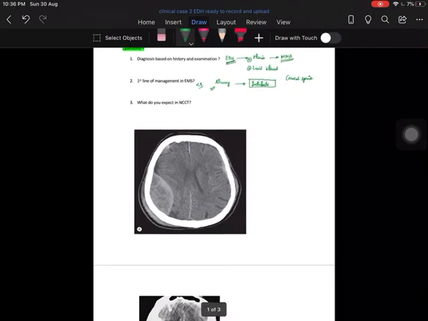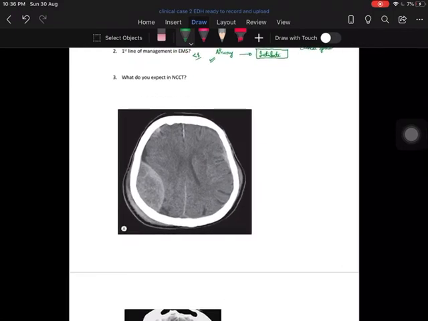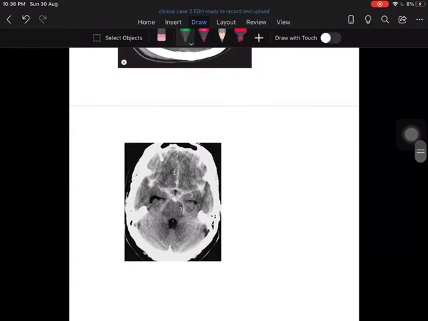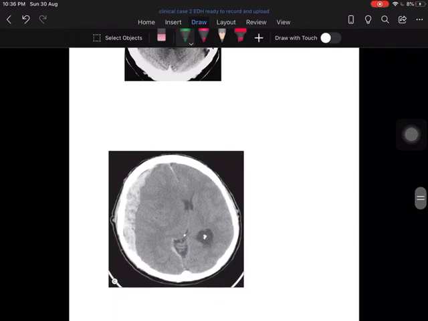In the first scan, what you see on the right side is a lesion which is more of a biconvex, lens-shaped lesion. The second thing you see is bleeding in the subarachnoid cisterns and the sulci. And the third lesion is a concavo-convex lesion.